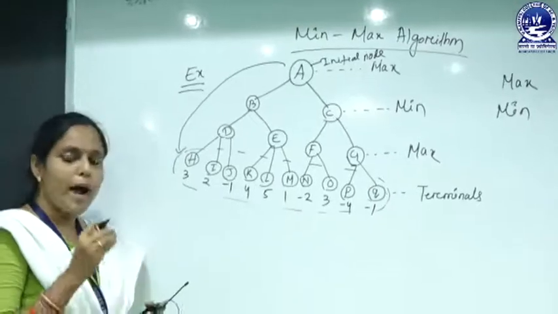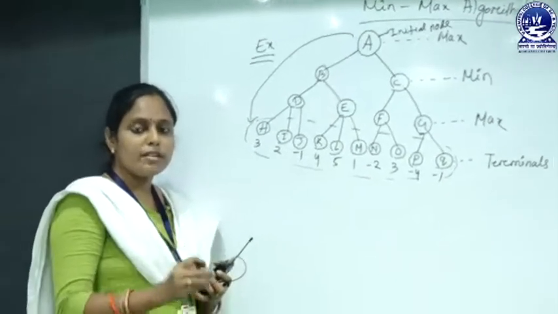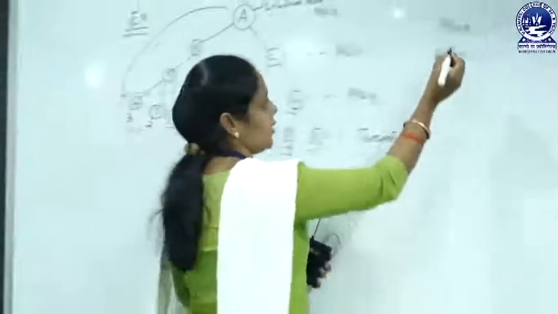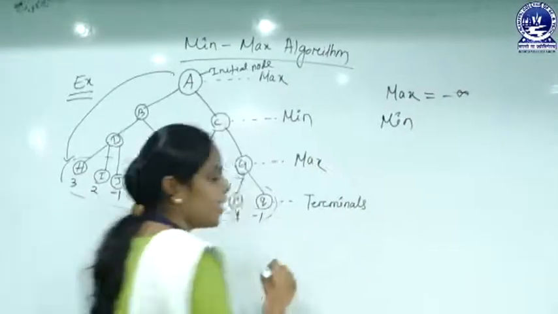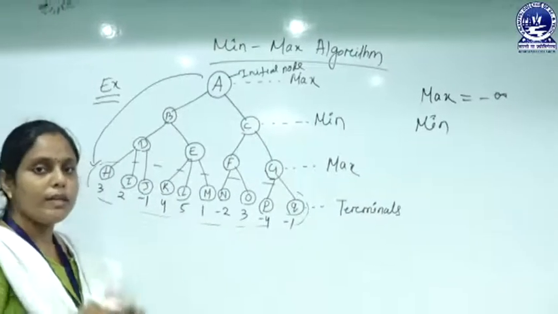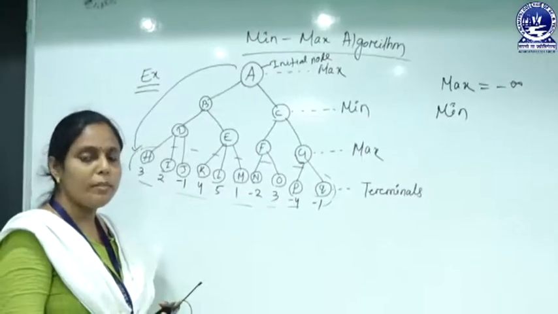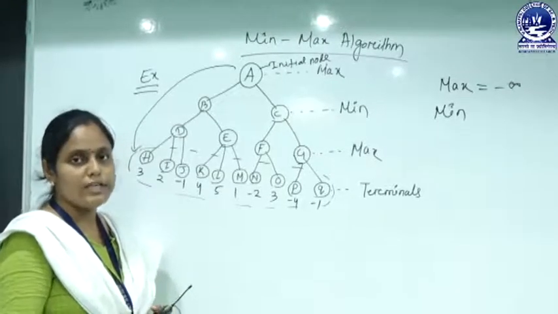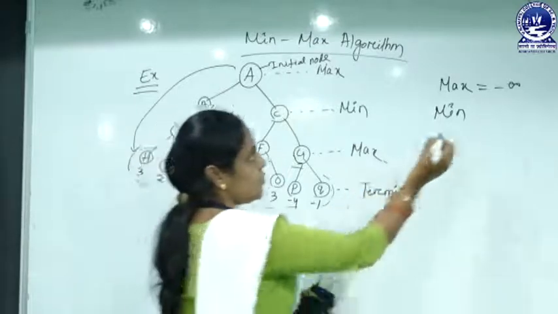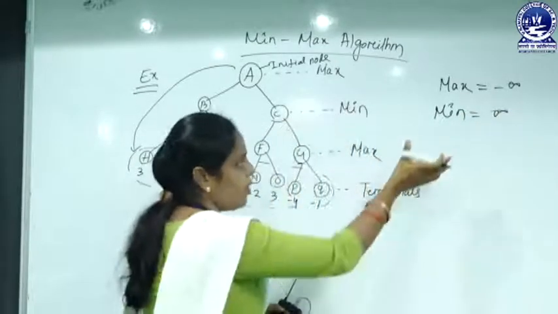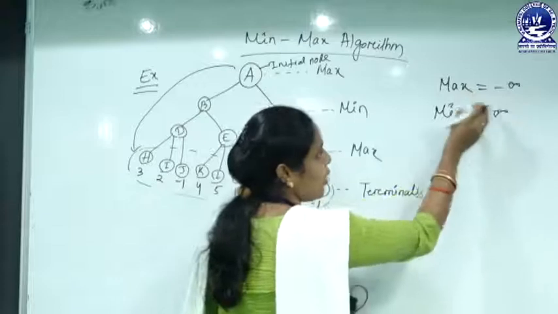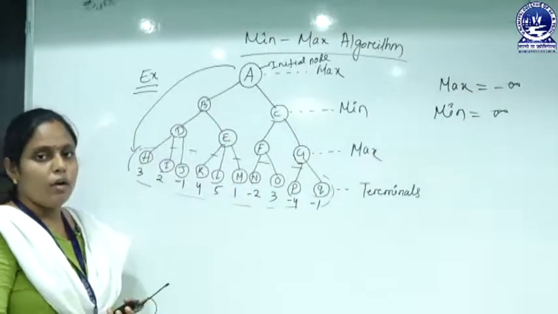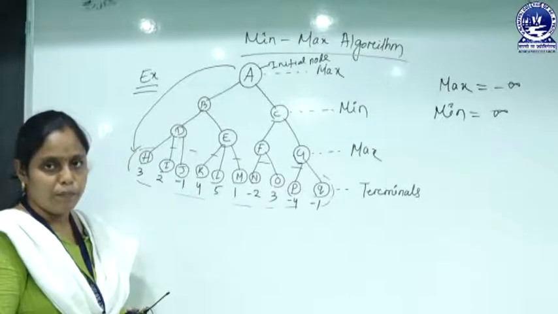That means in the first turn, suppose the maximizer gets the worst initial value, which is minus infinity. Then the next turn will be the minimizer. Now the minimizer takes the next turn and it will also get the worst initial value, suppose that is plus infinity. Now these are the initial values for the maximizer and the minimizer. Now we start our algorithm.